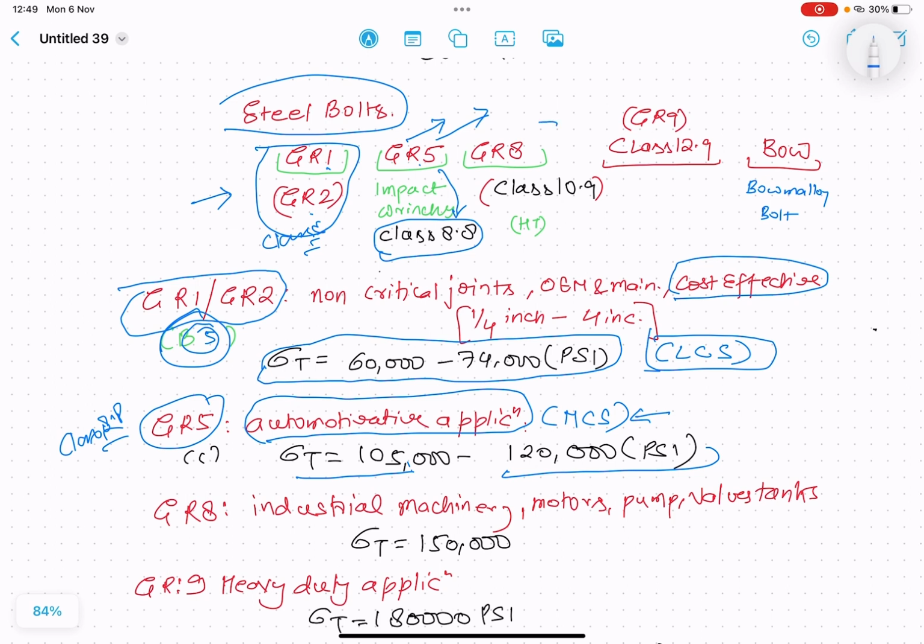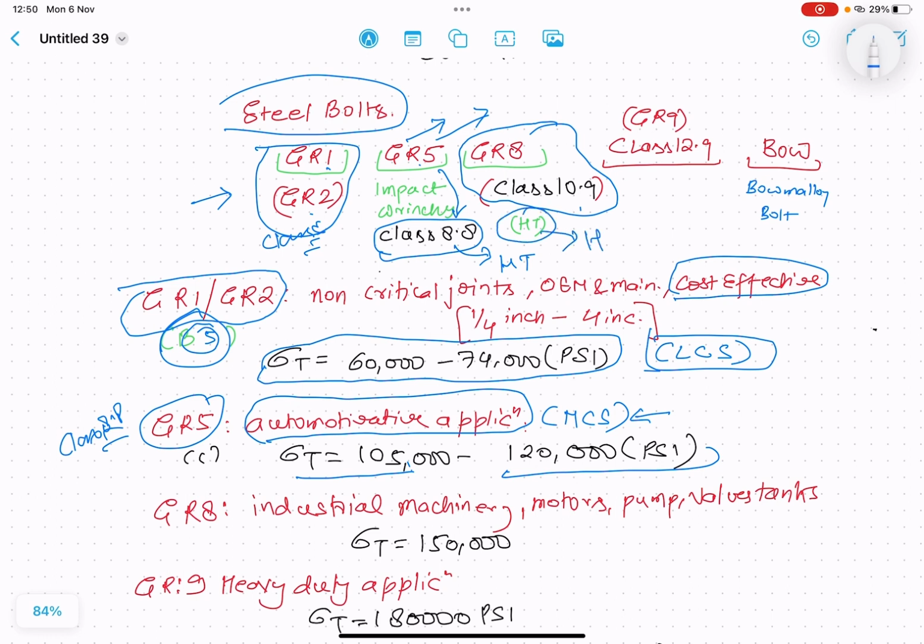Now the next is grade 8 bolts, which are equivalent to class 10.9. Always remember this: from 10.9, or even sometimes 8.8, they are also called HT bolts. From class 8.8 and above, we generally call the bolts high tension bolts, because they are capable of much more tensile strength. So these are called HT bolts, high tension bolts. Okay, this grade 8 is equivalent to class 10.9, and these are basically called HT bolts.